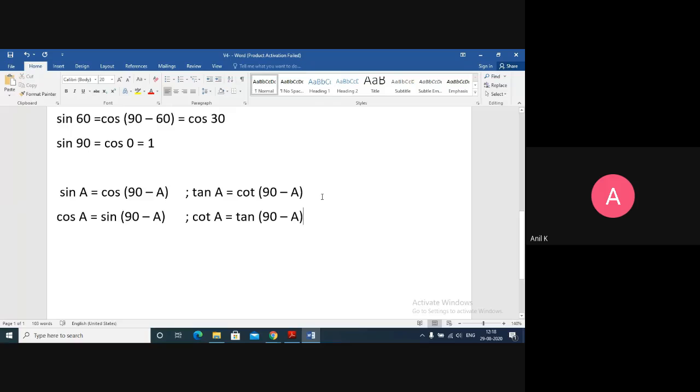Another set of pair will come for cosec and sec. So cosec A equals sec 90 minus A. Similarly, here you will get sec A equals cosec 90 minus A. So these are the other set of formulas which I have to use.